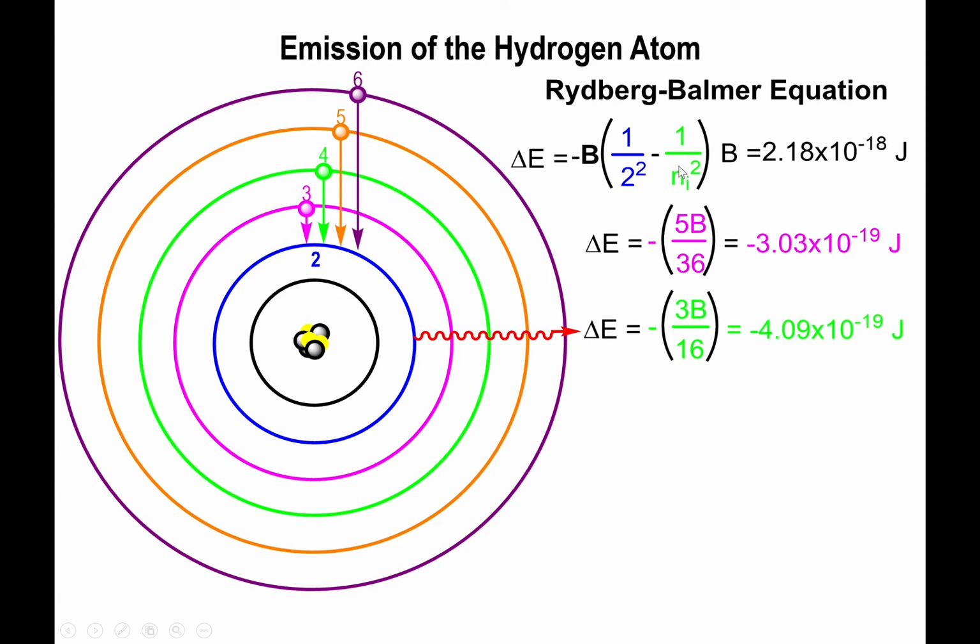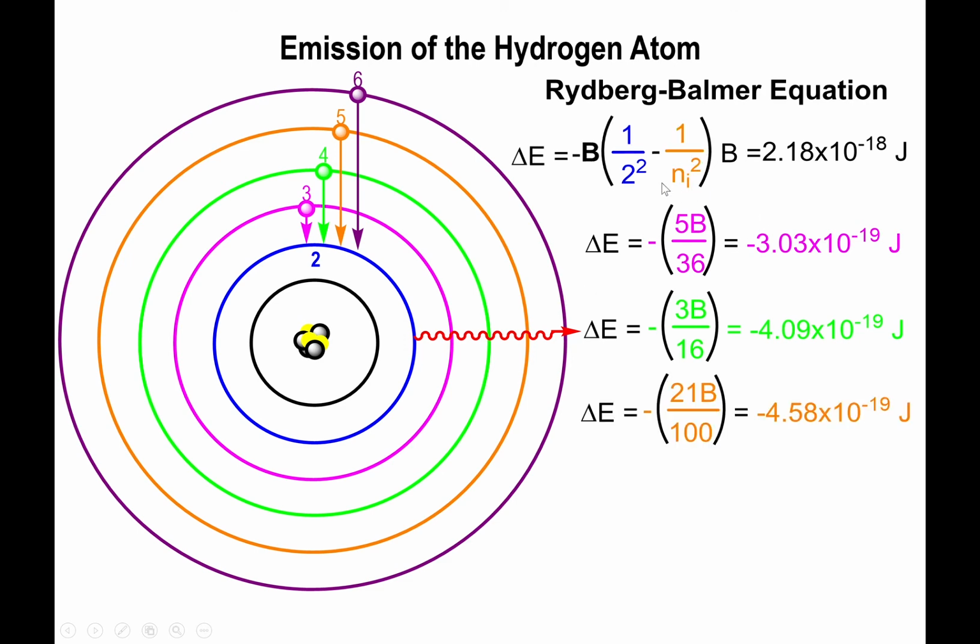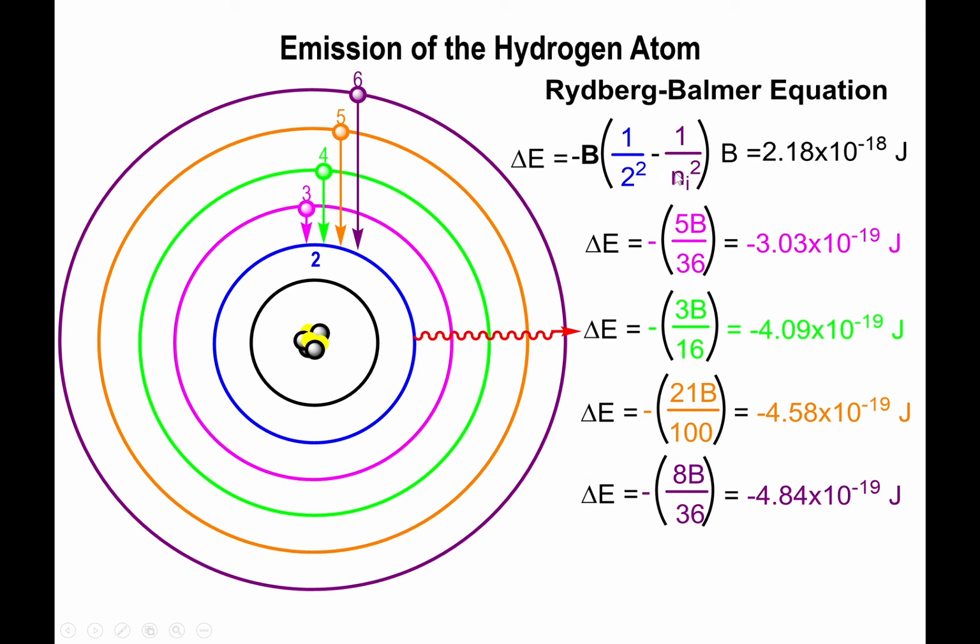And you might want to do that calculation just to make sure that's the case. If you start from n initial equals 4 down to 2, you get negative 4.09 times 10 to the negative 19 joules. If instead you start with n initial equals 5, you'll end up with negative 4.58 times 10 to the negative 19 joules. And if you start with n initial equals 6, you'll end up with negative 4.84 times 10 to the negative 19 joules. Now the thing to notice is that everything is times 10 to the negative 19 joules, and you're ranging between 3.03 and 4.84.